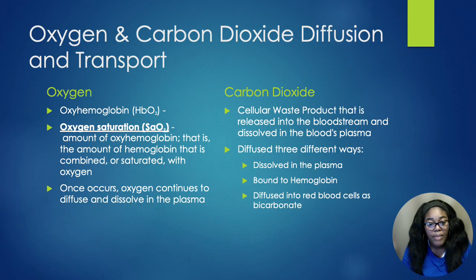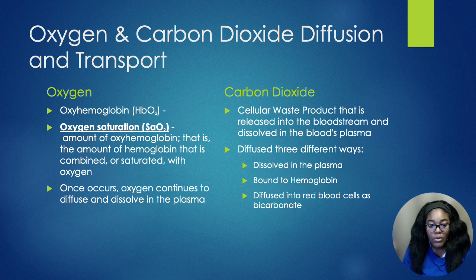So we'll talk a little bit about oxygen and carbon dioxide diffusion and transport. You may see a measurement, and it's a very common measurement that we take in the clinical setting. It is a part of our vital signs. It's something called oxygen saturation. What that does is measure the amount of oxyhemoglobin, or the amount of hemoglobin combined or saturated with oxygen. So it tells us a lot about how our blood cells are retaining oxygen.